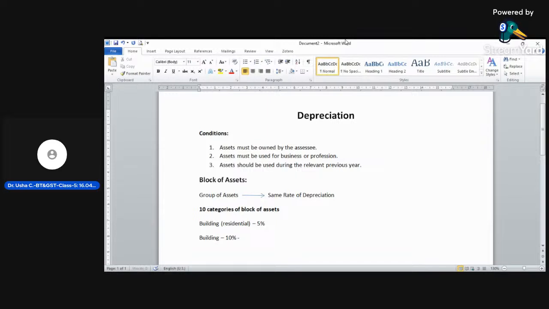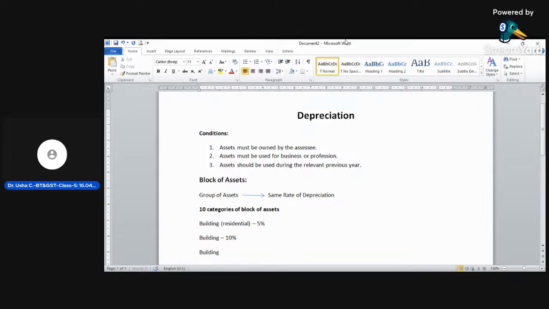The building which is used for commercial purpose can be said as charged at the rate of 10%. That can be an office building, factory building, or any godown, or the boarding houses or the hotels, whatever kind of commercial buildings, which are charged at the rate of 10%.